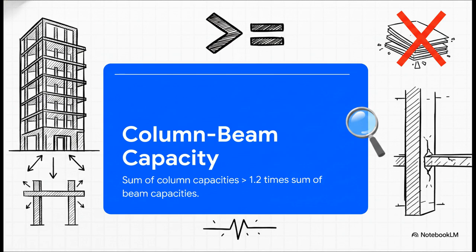Defining this ratio is absolutely critical. Mathematically, it guarantees that classic strong column, weak beam behavior. In a catastrophic overload event, we want those beams to yield and fail long before our columns do. It prevents that total pancake-style building collapse, which is obviously every structural engineer's worst nightmare.